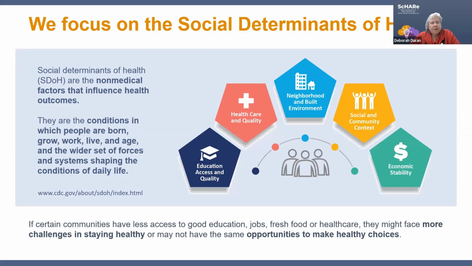What we know is that the social determinants of health influence our health behaviors and our health outcomes. So basically, it's where we work, live, and play. We follow the CDC categories so far, especially on the ScHARe platform. We organize our data in this way. Education, healthcare, neighborhood, and built environments.